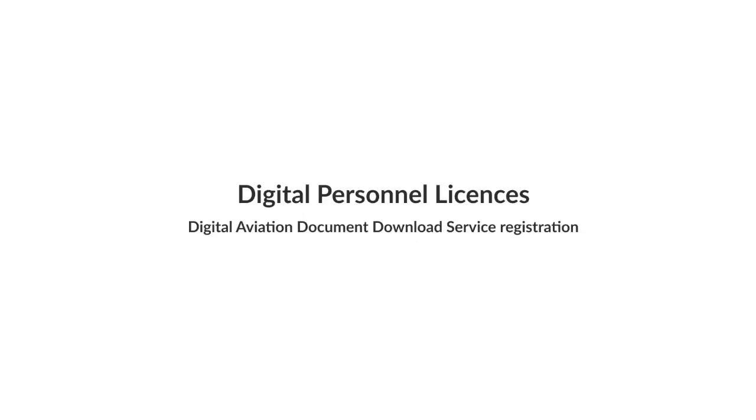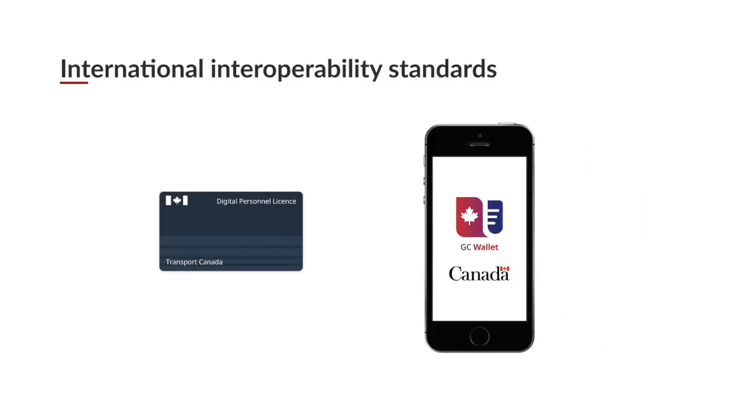This video will demonstrate how to register for Transport Canada's Digital Aviation Document Download service. After you register, you can add a digital version of your aviation license to your mobile device. Digital aviation credentials are called Digital Personnel Licenses, or DPLs.